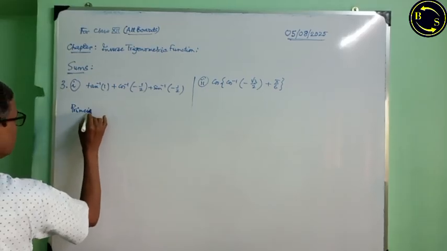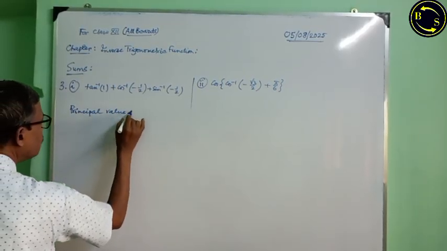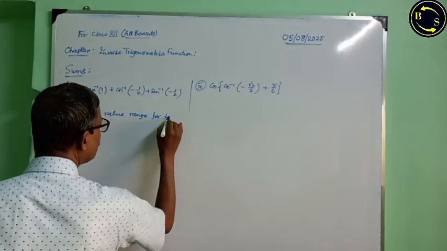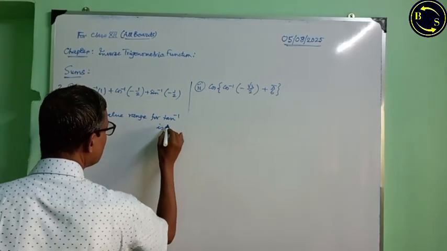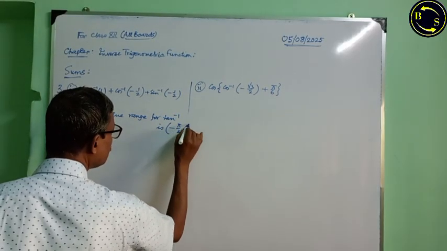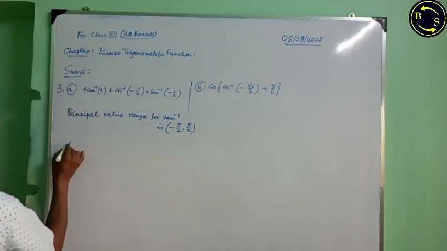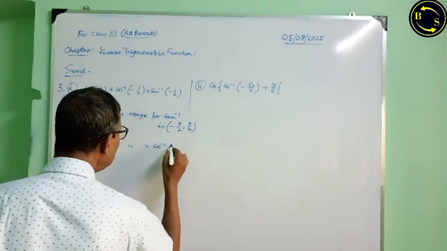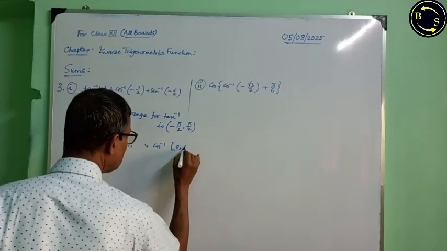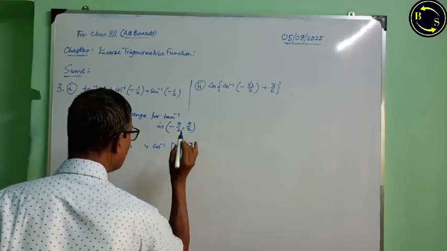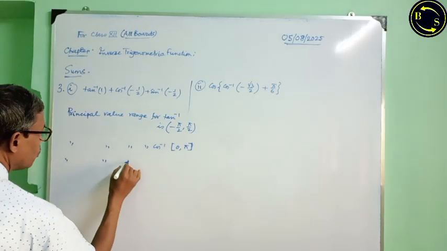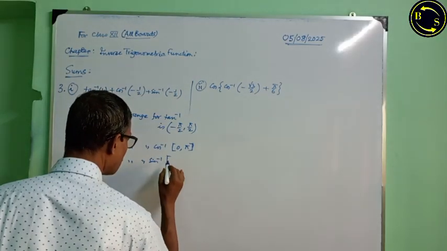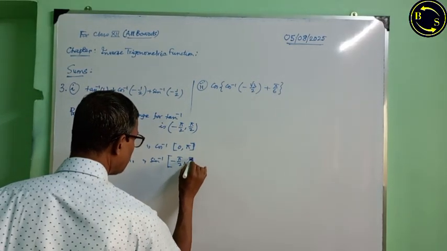Principal value range for tan inverse is open interval minus pi by 2, pi by 2. Principal value range for cos inverse is closed interval 0, pi. Principal value range for sin inverse is closed interval minus pi by 2, pi by 2.